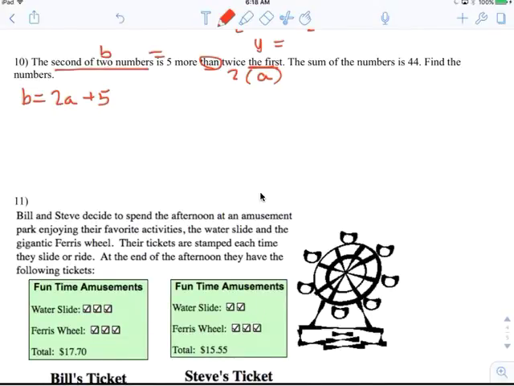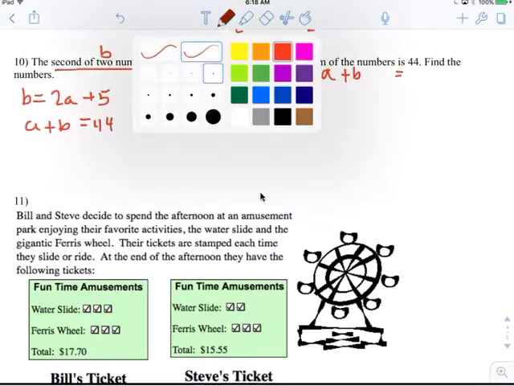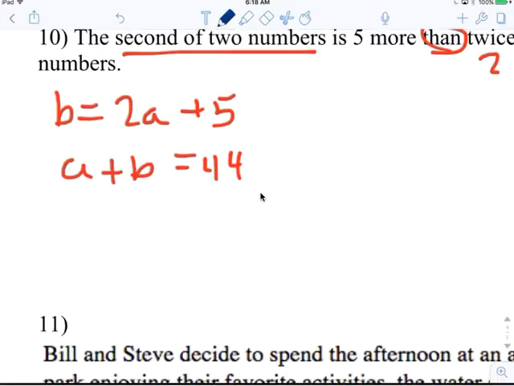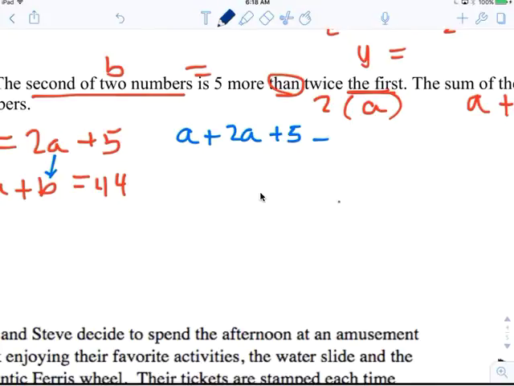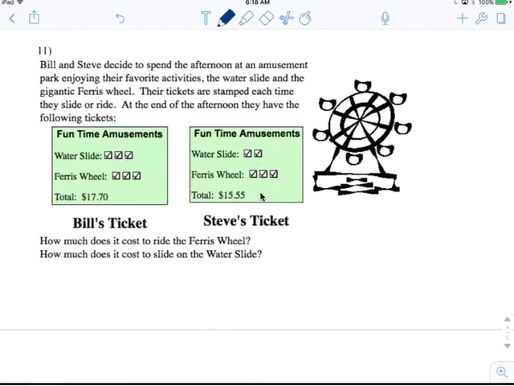The sum of the two numbers, A plus B, is 44. Use substitution. That means wherever B is, put that in there. So you get A plus 2A plus 5 equals 44. Okay? And here, I'll let you try this on your own. This one's like the van and ticket one. If you read it carefully, you should be able to get it.